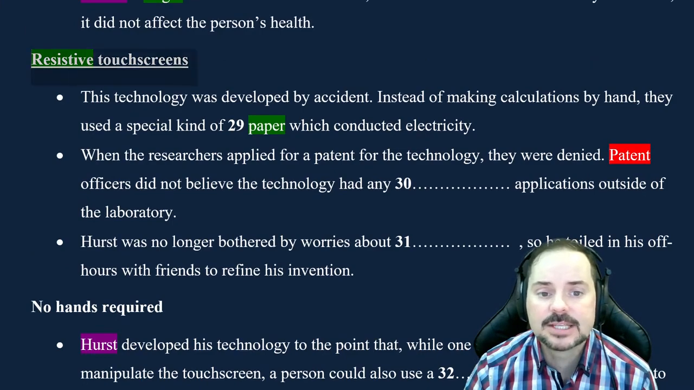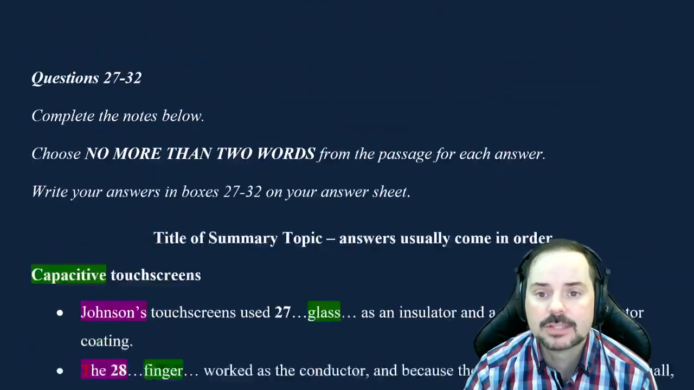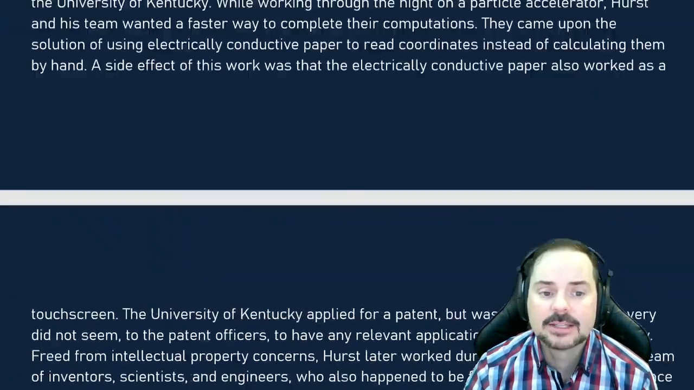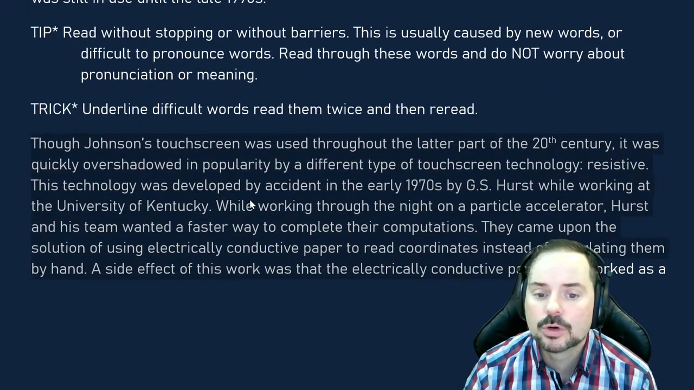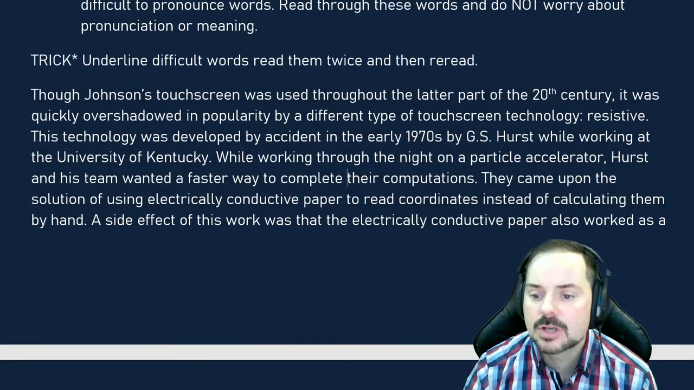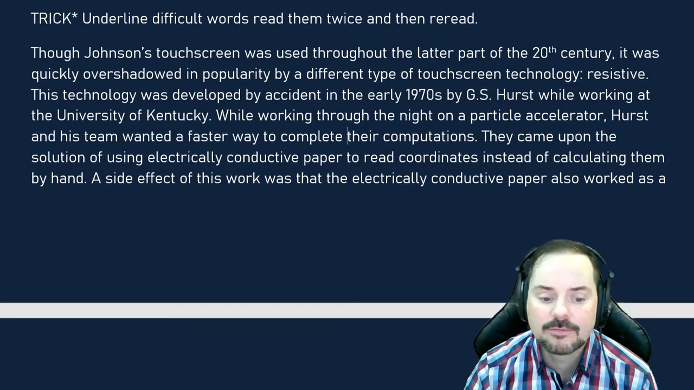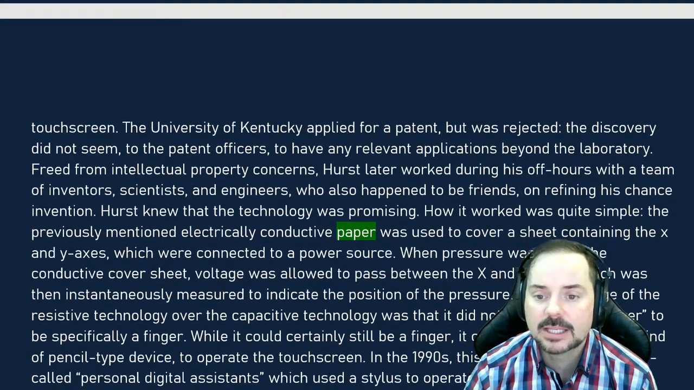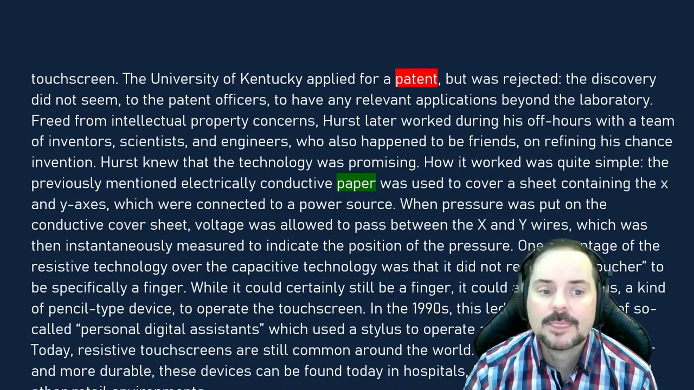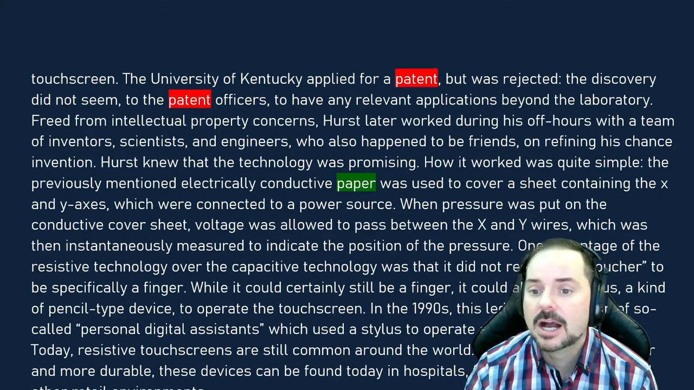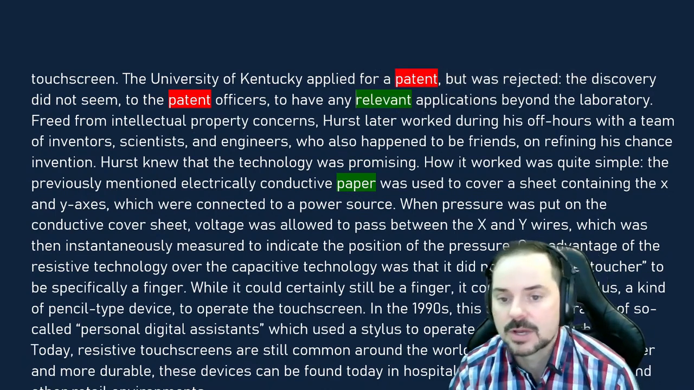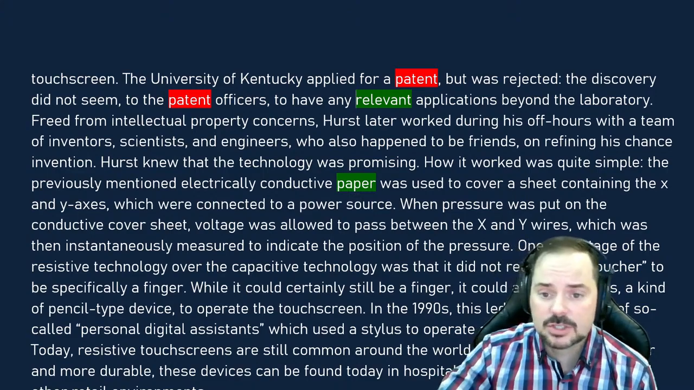Now I'm still looking at resistive touchscreens, so I'm still looking at that part of the text. If I go back and look at this part, and I know that this is the paragraph that talks about it, then I'm looking for the word patent, and that was somewhere kind of in the beginning. So I'm scanning here for the word patent, and I find it right here. The University of Kentucky applied for a patent but was rejected. The discovery did not seem to the patent officers to have any, there it is, relevant applications. So we find that word. Now this is the word where I want to be searching.